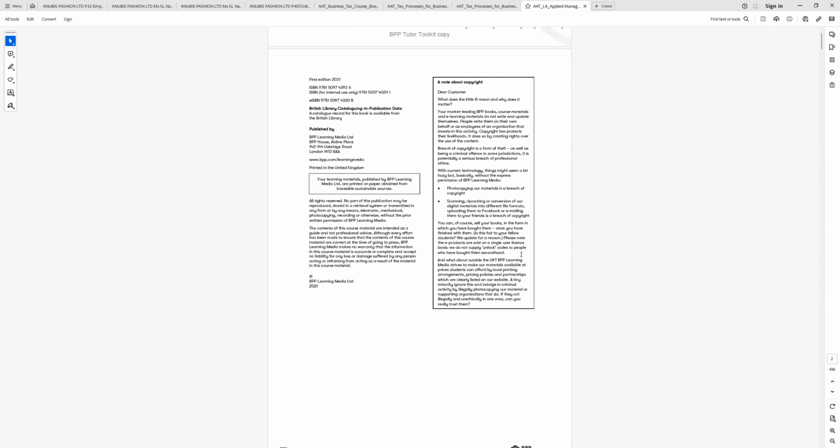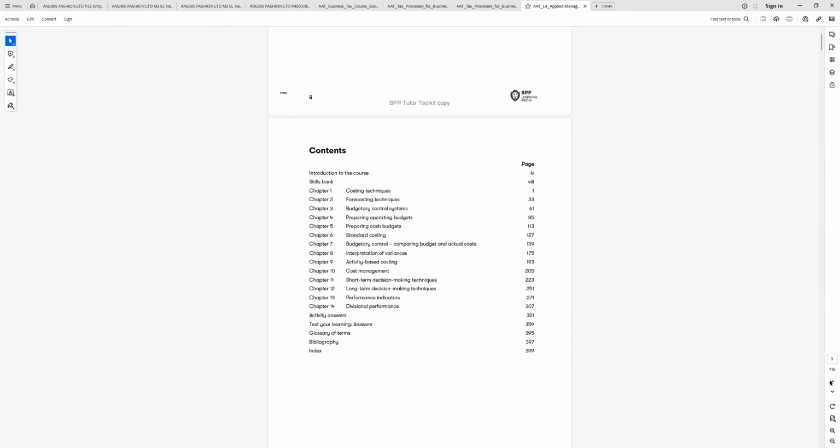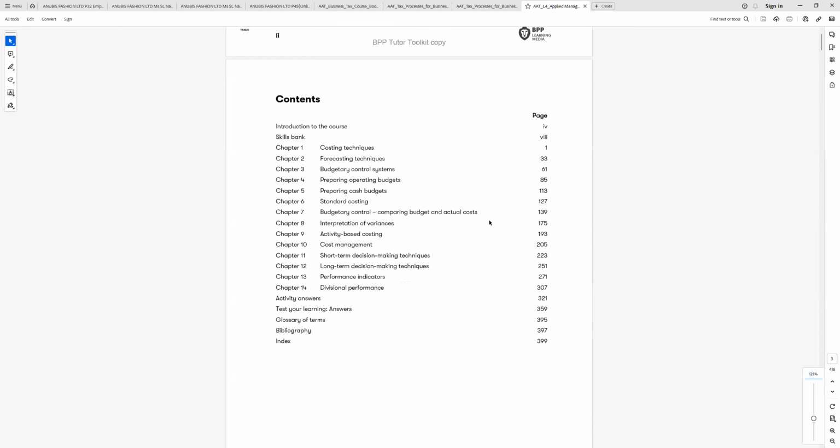So let's have a look at the content we're going to cover. You can see here we have 14 chapters, mainly to cover the costing and the decision making. So chapters 1 to 14 are all about the budget and preparation of the cash flow statement, short-term decision making, long-term decision making, and divisional performance. They also added some ratio analysis. Before it wasn't in the QS16 syllabus, but now we need to look at some ratio analysis as well.